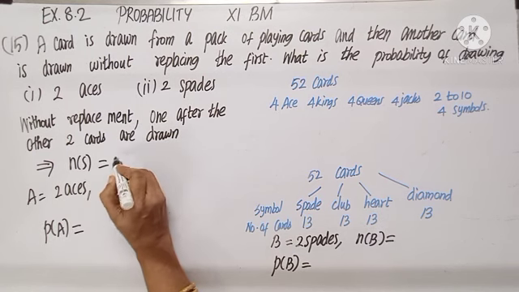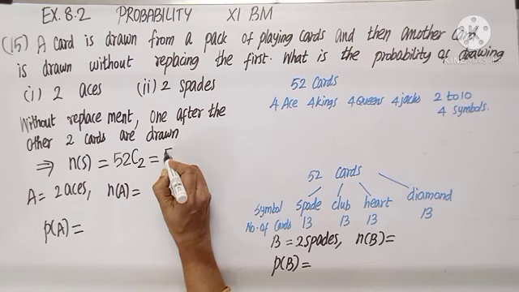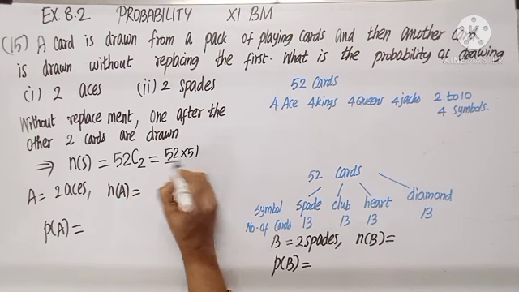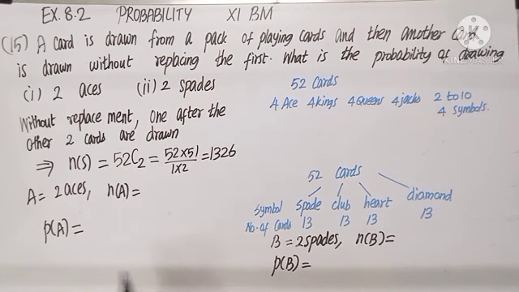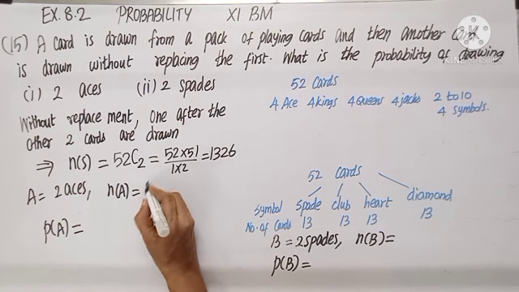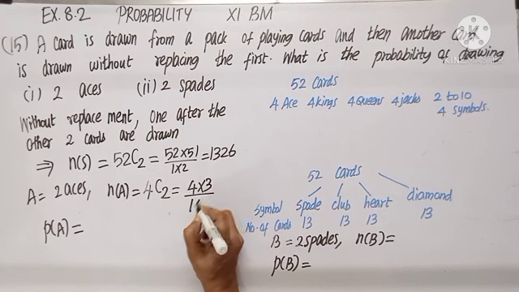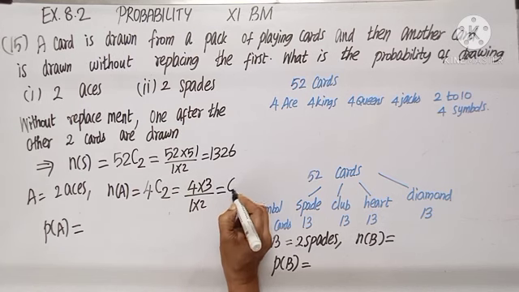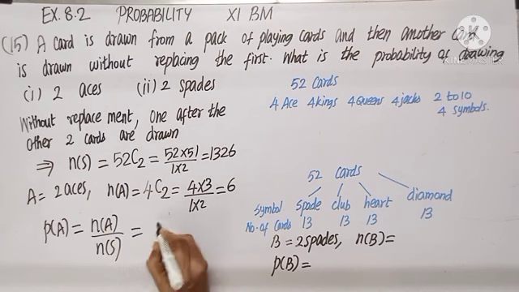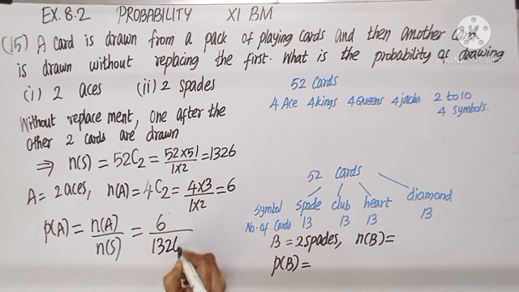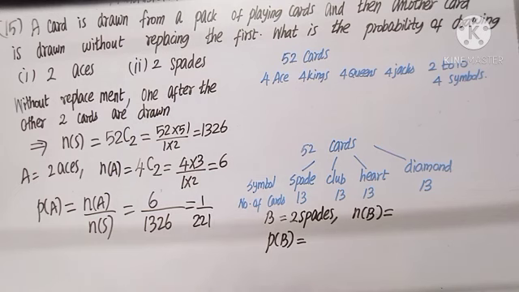N of S. There are 52. I want 2. So what is my answer? 52 into 51 by 1 into 2. That is 1,326. 2 aces. Out of 4, I want 2. It is 4 into 3 by 1 into 2. That is 6. P of A, the formula N of A by N of S. It is 6 by 1,326, which is equal to 1 by 221.